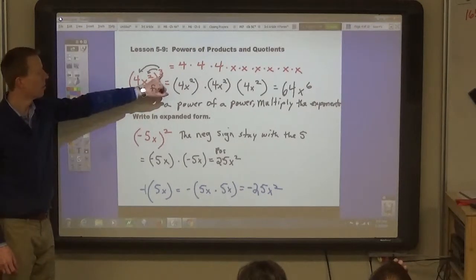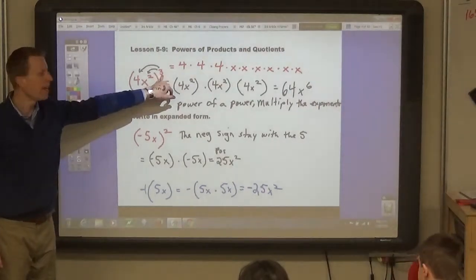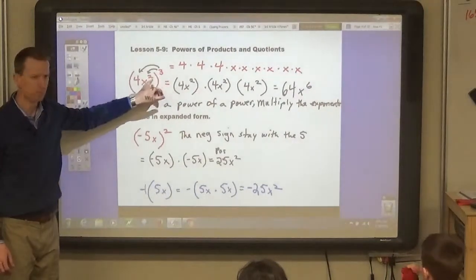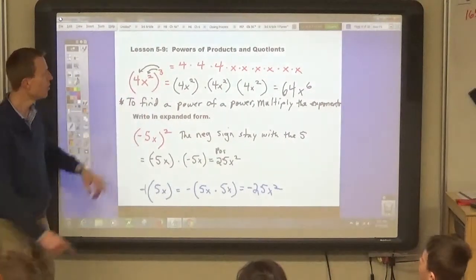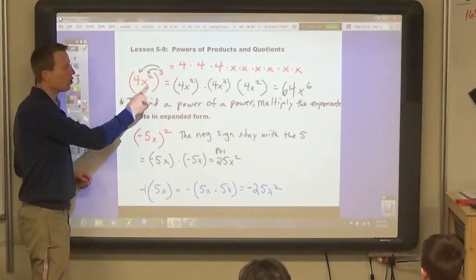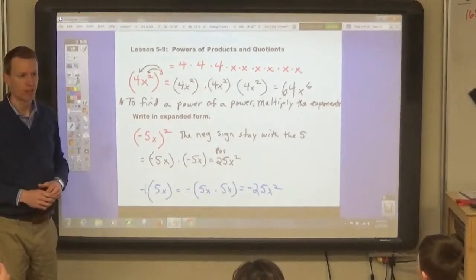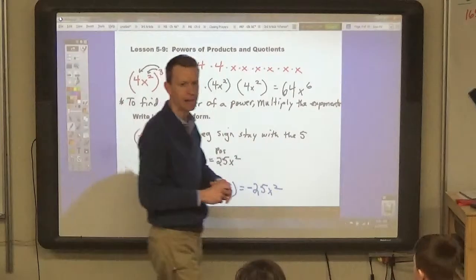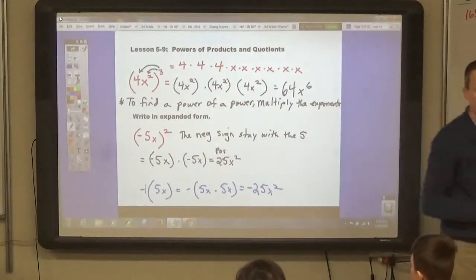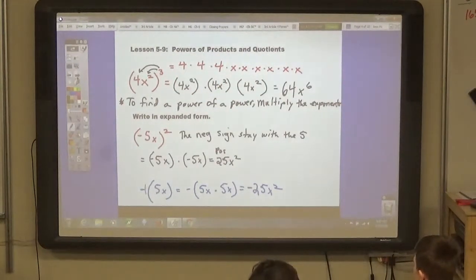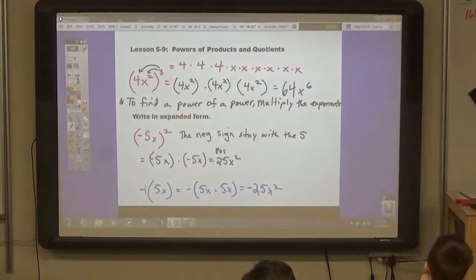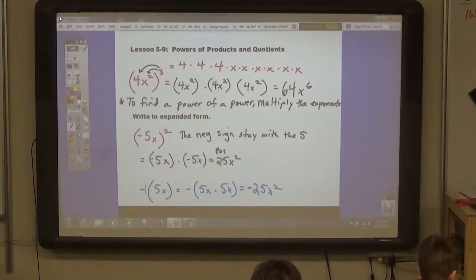How do you deal with a power of a power? What do you do if you have x squared to the third power with the exponents? What do you do? Do you add them or do you multiply them? Well, look at the answer. Would you add them or multiply them? Luke?